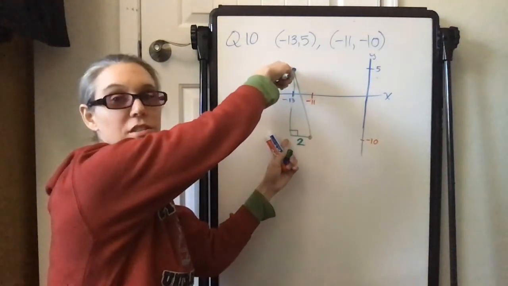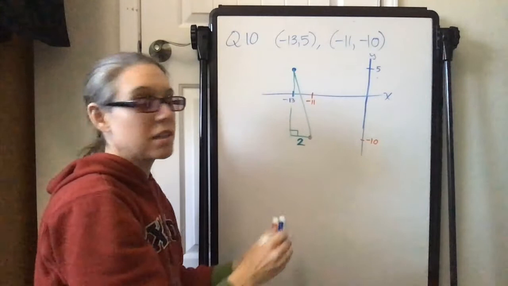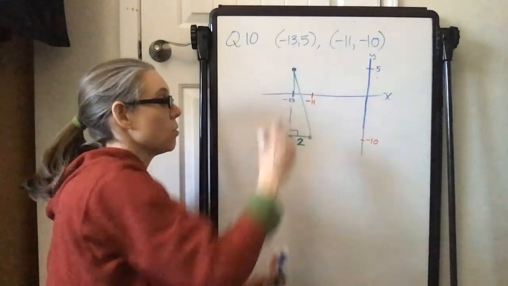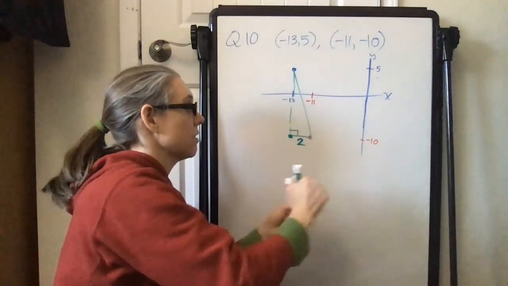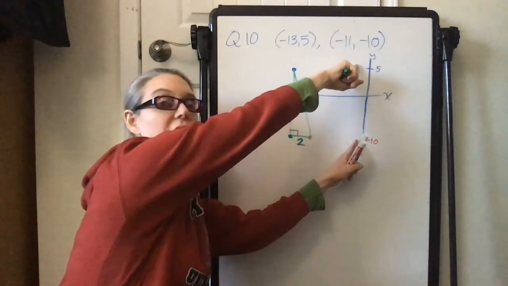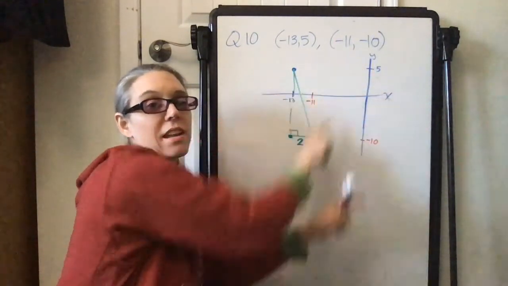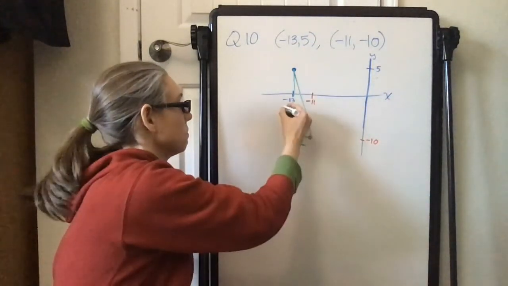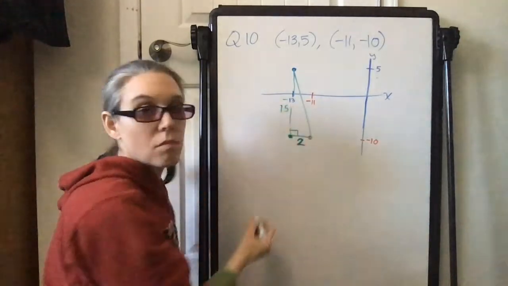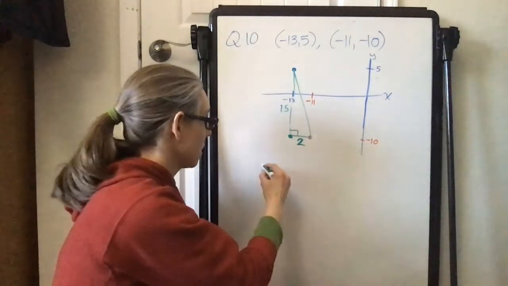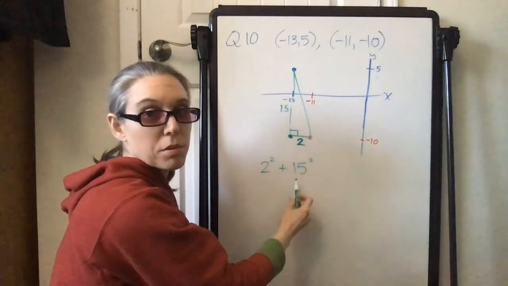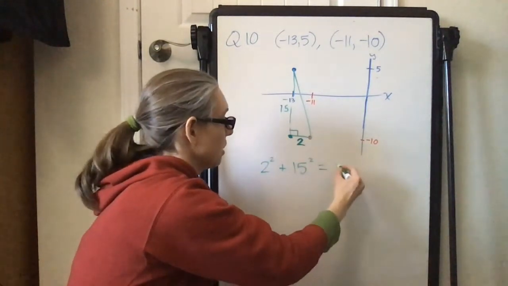What is the vertical distance? The vertical distance between the right angle here and the point is the same as this distance on the number line, between -10 and 5. Between -10 and 5 is a length of 15. So then we just do 2 squared plus 15 squared. That's a squared plus b squared is equal to c squared.